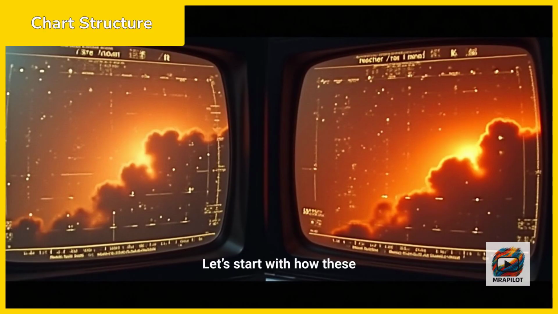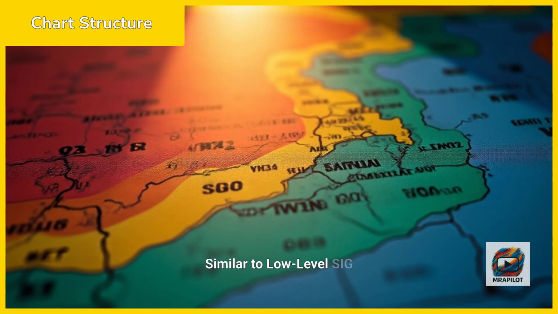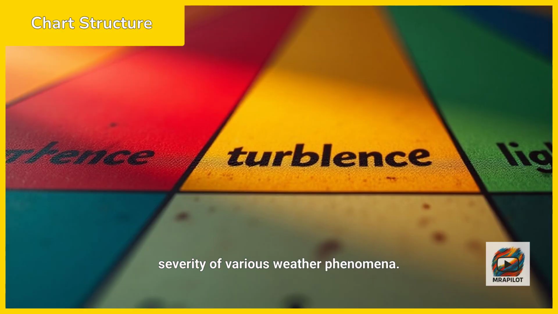Let's start with how these charts are structured. Similar to low-level SIG WX charts, the high-level SIG WX charts are color-coded to indicate the severity of various weather phenomena. For example, severe turbulence might be marked in red, while light turbulence is marked in yellow or green.